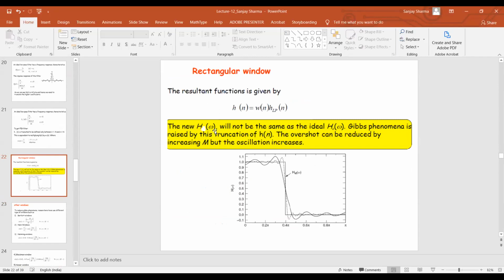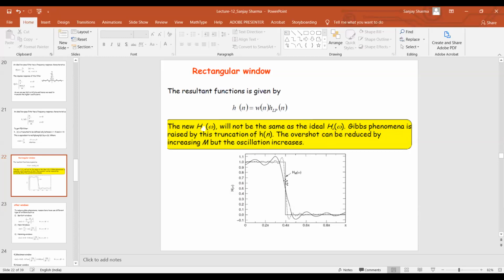Now, what is Gibbs phenomenon? The new H omega will be the Fourier transform of HN. HN is the impulse response of the FIR filter now, and H omega is the frequency response of the FIR filter. The new H omega will not be the same as the ideal Hd omega, which is my starting case for the infinite impulse response. Gibbs phenomenon is caused by this truncation of HN.